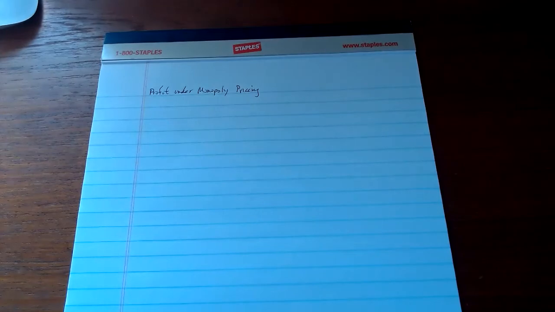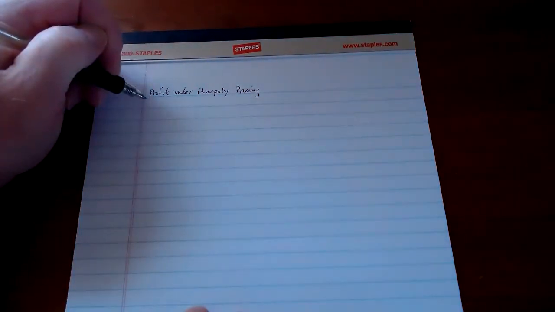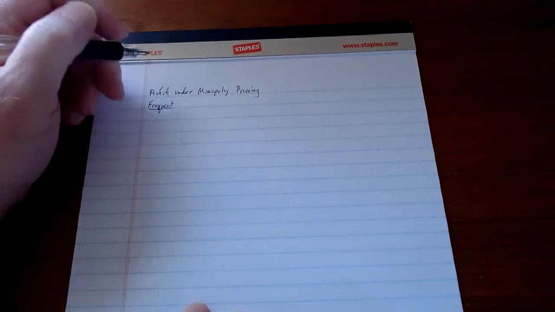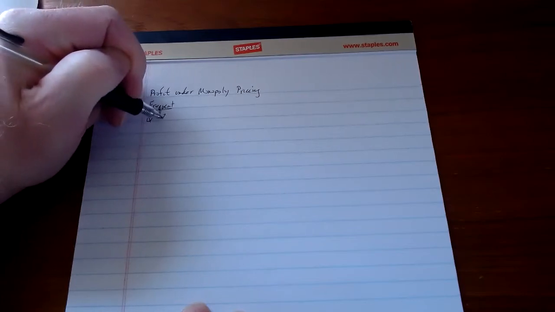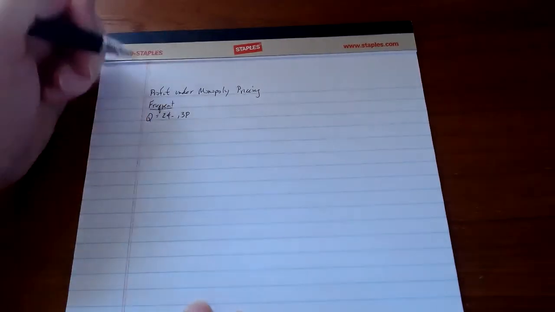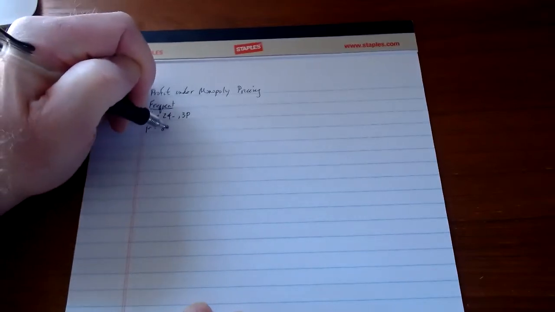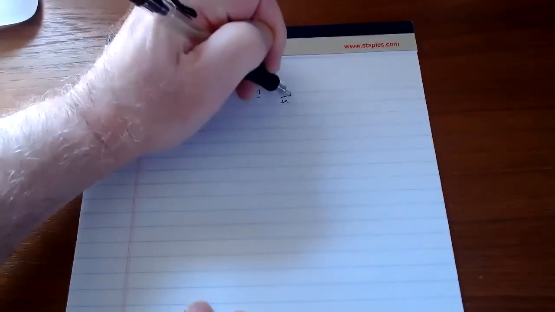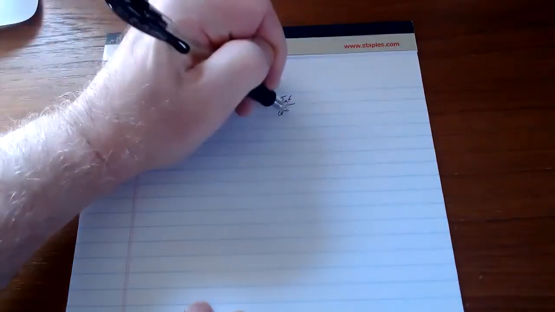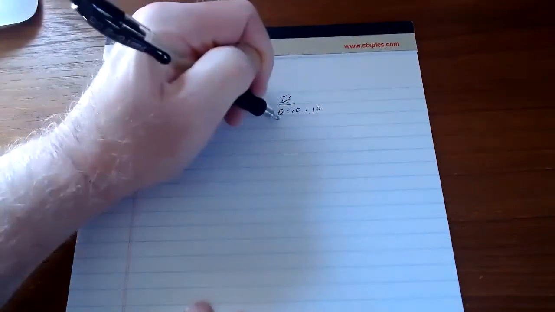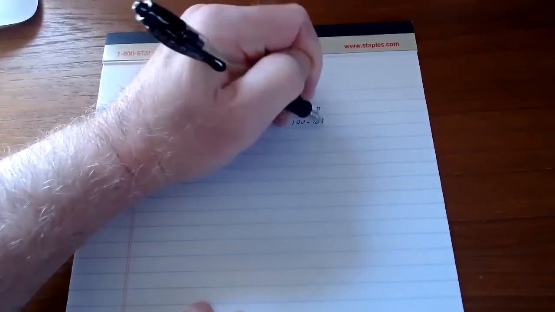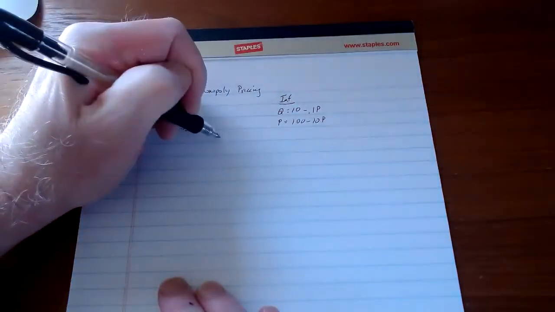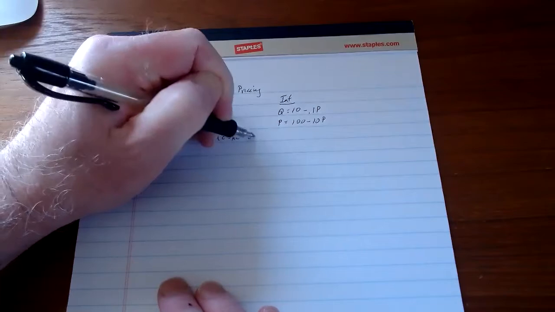So what do we know? We know that for the frequent golfers, the demand is 24 minus 0.3 P, and the inverse demand therefore is 80 minus 3.33 Q. And for the infrequent golfers, the demand is 10 minus 0.1 P, and the inverse demand then is 100 minus 10 Q. And we know that marginal cost is always 20.